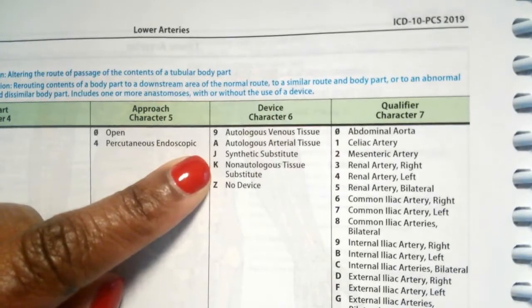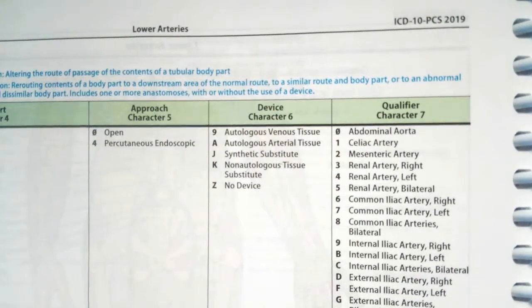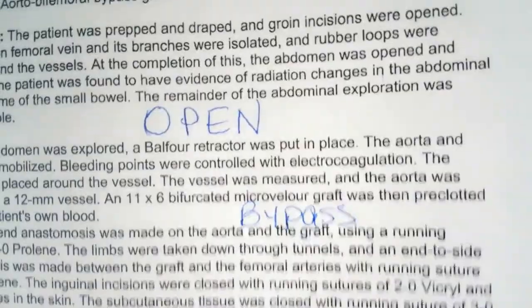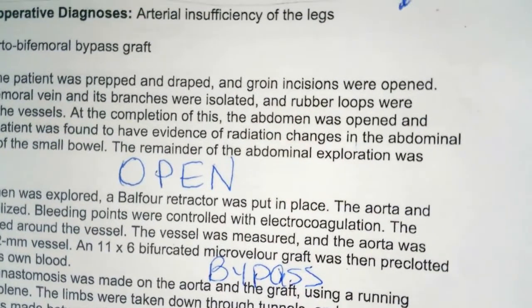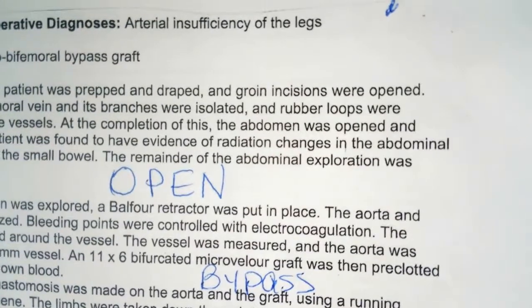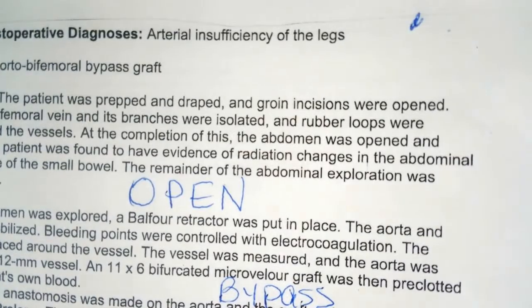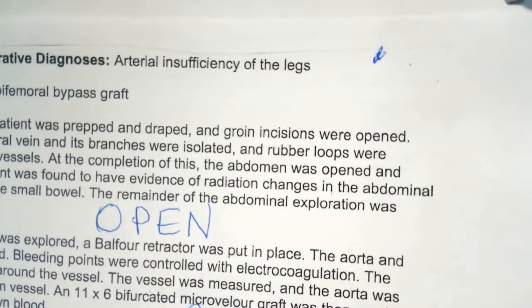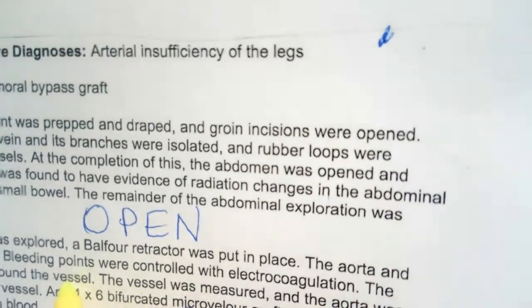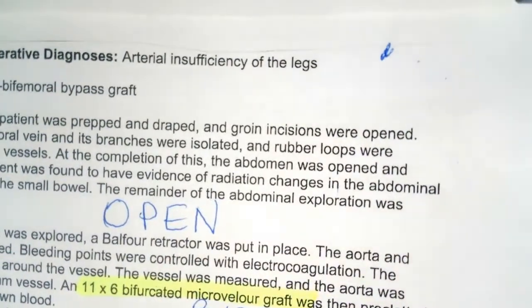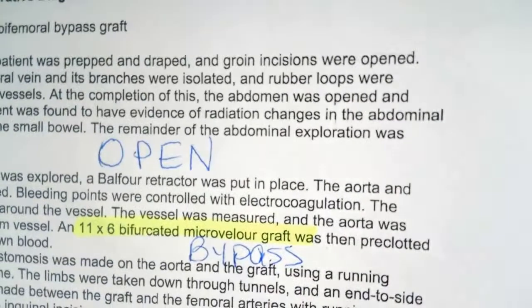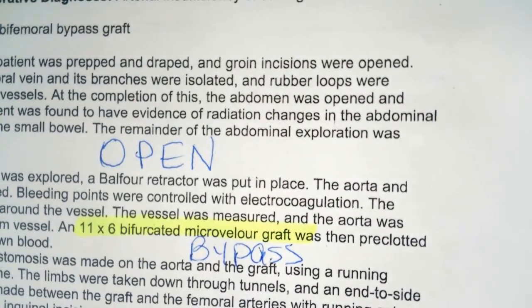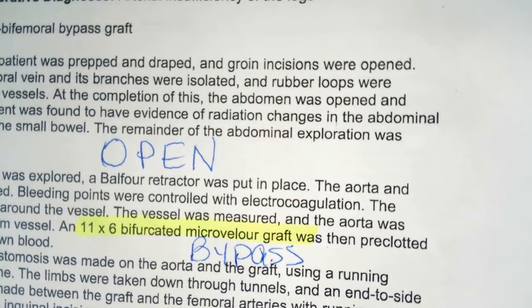Now, I know the million-dollar question. How do you know it is a synthetic substitute? So, I'm going to go back to my report. And let's highlight this. This was a 11x7 bifurcated microvelour graft. So that's how I knew it was synthetic substitute.